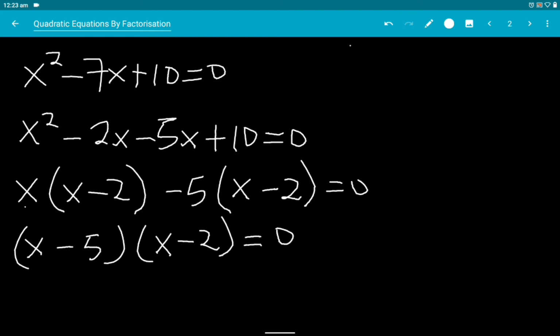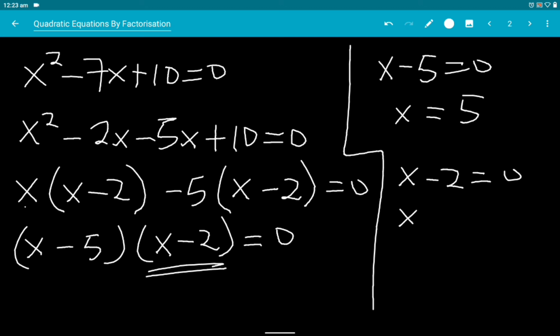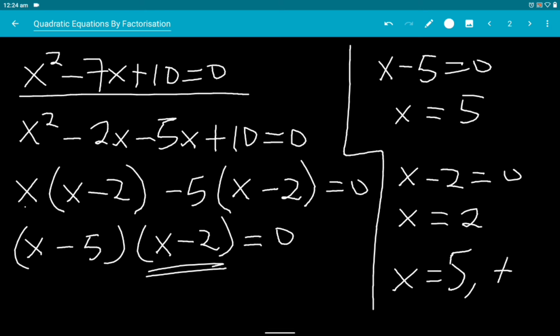So from here, I can group each of these individual terms. I can equate them to 0. So from there, I have x minus 5 is equal to 0. This means that x is equal to positive 5 as my first answer. And then my second answer will be x minus 2 is equal to 0, which is this guy over here. Then I have x is equal to positive 2 as my answer. So if I solve this quadratic equation, I'm going to get two values. x is equal to positive 5 and then x is equal to positive 2 as my answer.